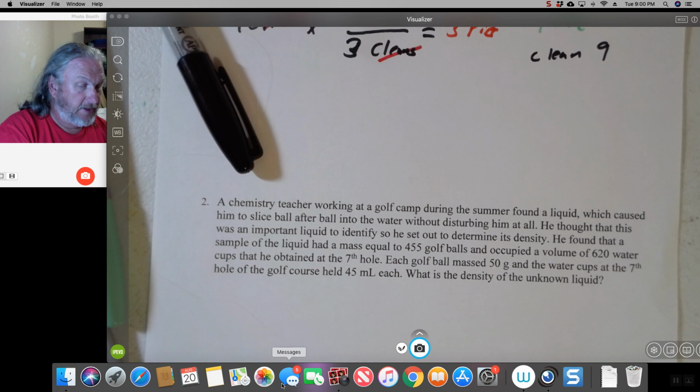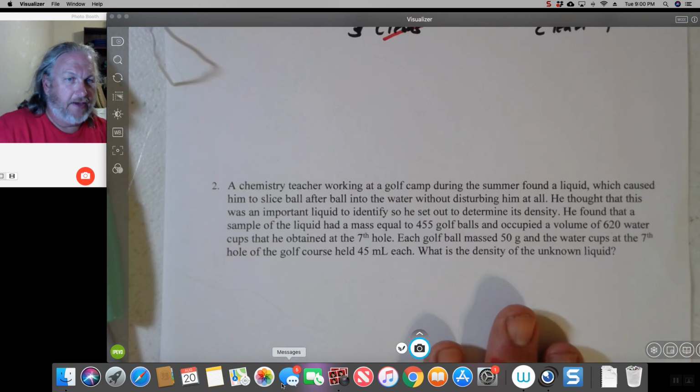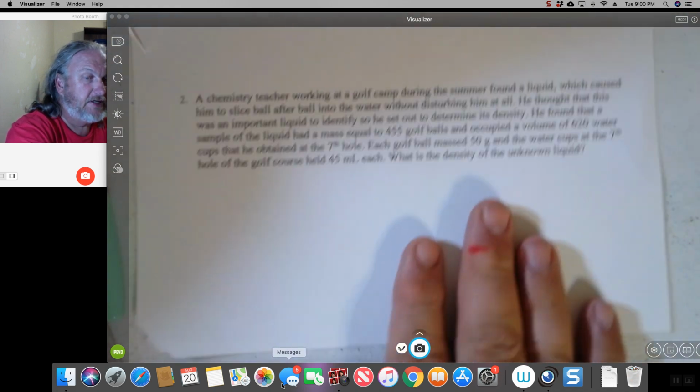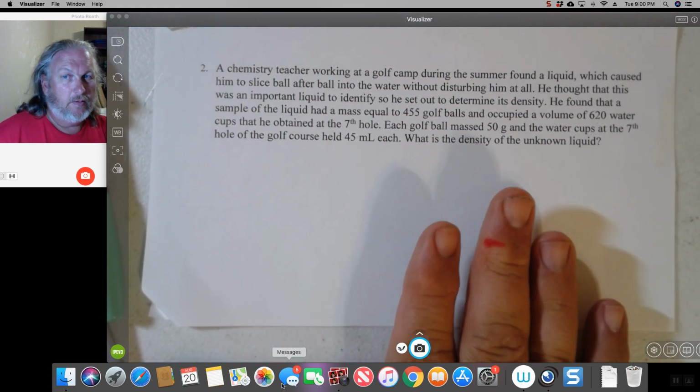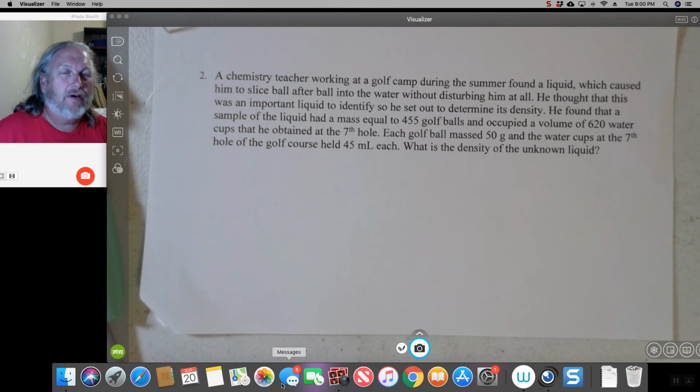Ooh, let's see this one. A chemistry teacher working at a golf camp during the summer found a very special liquid which caused him to slice ball after ball into the water, and it didn't bother him at all. I bet you I know what this liquid is. I may look it up here in a minute. He thought this was an important liquid to identify, so he set out to determine its density.